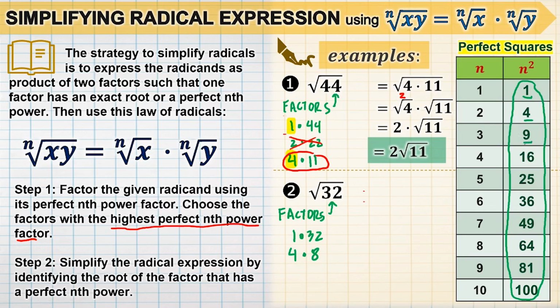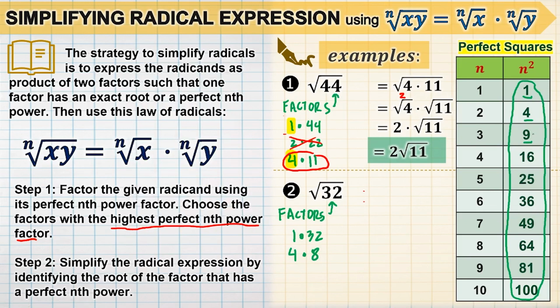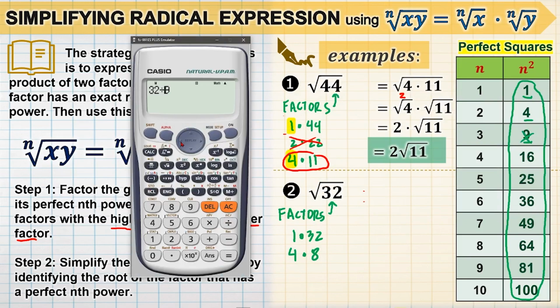Try naman natin kung pwede maging factor si 9. So, ayan, divide mo naman si 32 kay 9. Kung mapapansin nyo, ang magiging sagot is either a fraction or a decimal. That means 9 is not part of the factors of 32. So, hindi pwede si 9. Try naman natin si 16. Kasunod ni 9, 16. So, divide naman natin si 32 kay 16.